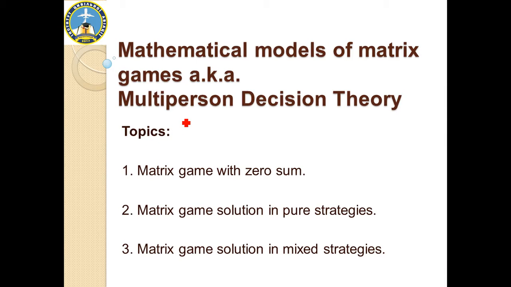Here we consider mathematical models of matrix games, also known as multi-person decision theory. We consider matrix games with zero sum, and in this same video we'll consider also how to solve a matrix game in so-called pure strategies. In the next lecture, in the next video, because I'm splitting this video into halves, we'll consider matrix game solution in so-called mixed strategies.